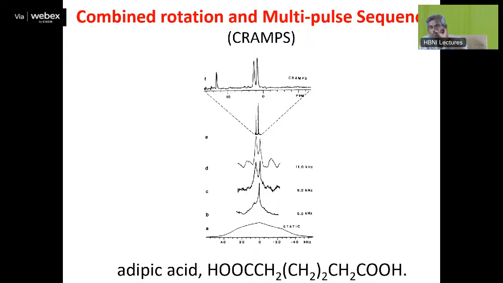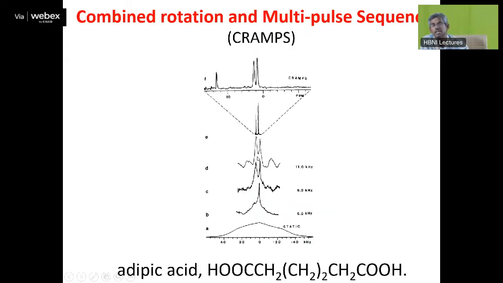Because if you take a proton NMR, that will be very, very broad, because the coupling constants are very, very high. If you see a static NMR pattern, it spreads like anything, from almost plus 42 to minus 40 ppm. No information can be obtained. Even if you spin at very high spinning speed, you will get a distorted line shape, or line shapes which are difficult to interpret.